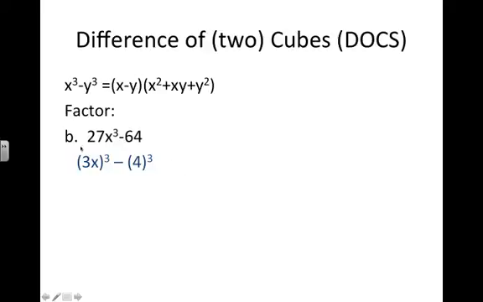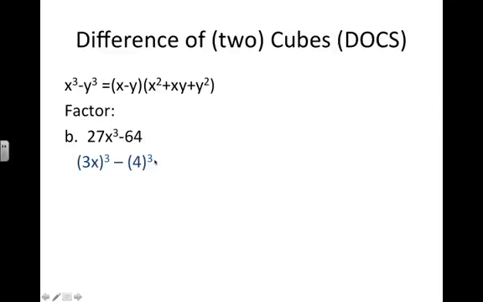All right, let's look at 27x cubed minus 64. We're going to have a more complicated first base. So you need to think of the coefficient also. 27 is 3 cubed, so 27x cubed altogether is equal to 3x, the whole thing cubed, because 3 cubed is 27 and x cubed is x cubed.